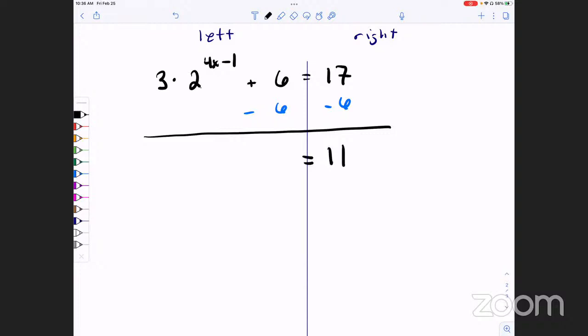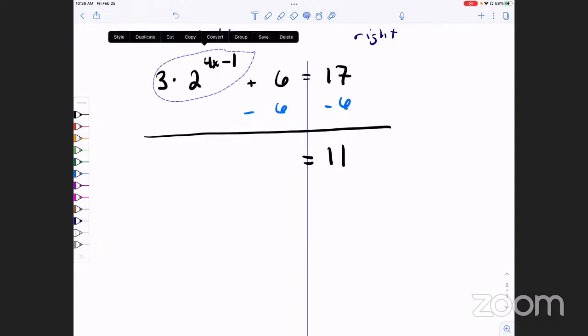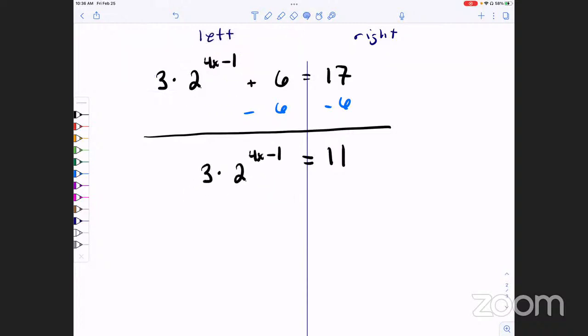On the left, a number plus its opposite adds to 0, and so we're left with this 3 times 2 to the 4x minus 1. This is what's left. Again, we want to use the inverse operation. If we're moving things away from the term with the x, we have this 3 times this exponent. What's the inverse of multiplication? How do we undo multiplication? The opposite of multiplication is division. So we divide both sides by 3.